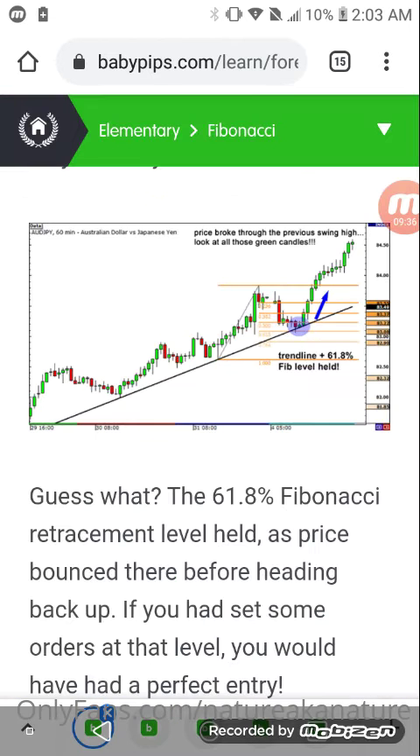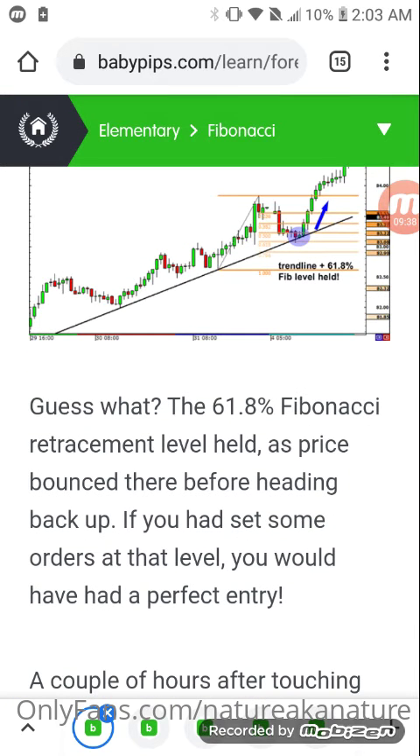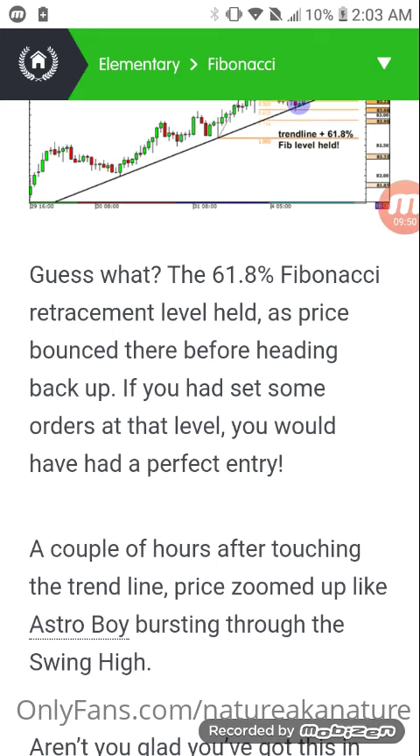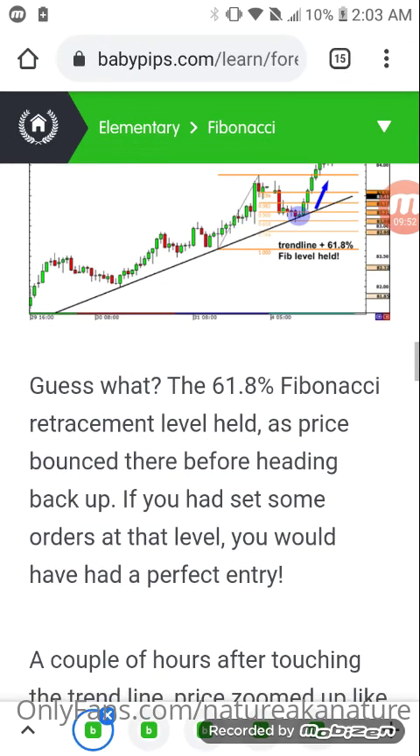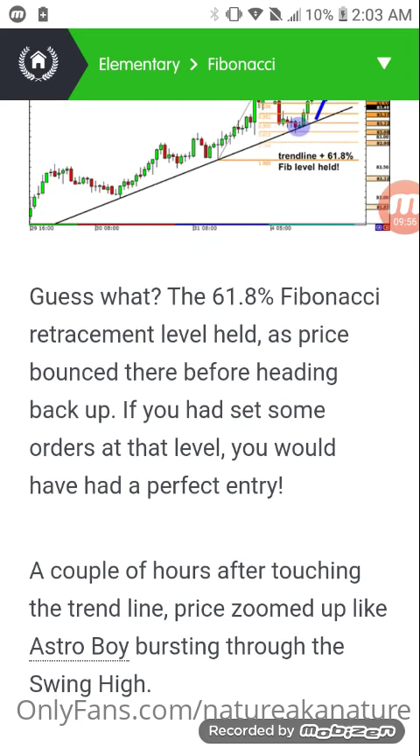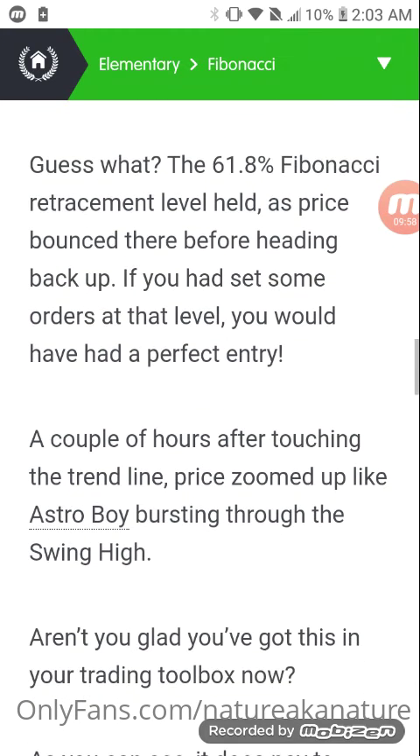So guess what? The 61.8 Fibonacci retracement level held as price bounced there before heading back up. If you had set some orders at that level, you would have had a perfect entry. A couple of hours after touching the trend line, price zooms up like an astro, bursting through the swing high.